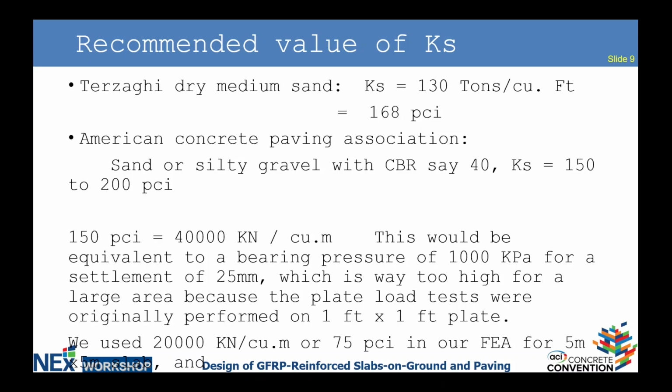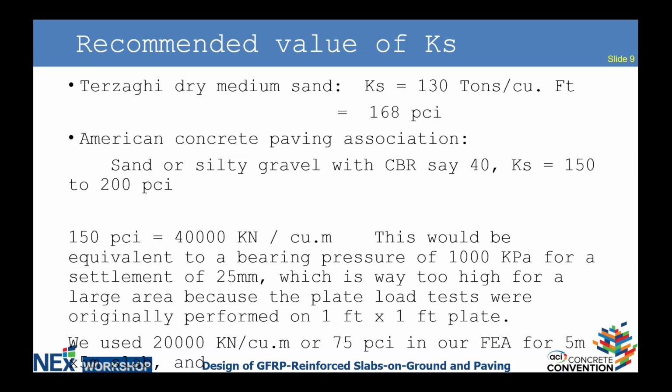40,000 kilonewton per cubic meter is way too high. And remember, those numbers suggested by Terzaghi and from the American Concrete Pavement Association were based on plate load tests, okay? 1 foot by 1 foot plates. And if you know the general theory of Boussinesq's stress diagram, the bigger your loaded area for the same pressure you are studying, the bigger is the zone of influence, and therefore the bigger is the total settlement, right?